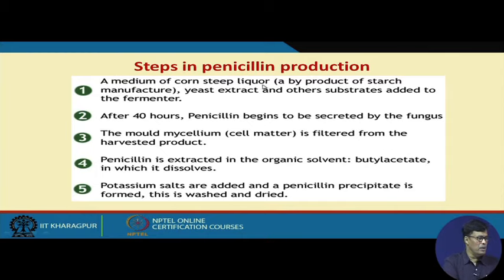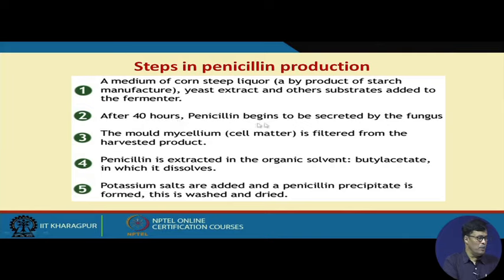A media is corn steep liquor, which is a byproduct of the starch manufacturing industry. The corn steep liquor is considered a good nitrogen source. Then we have yeast extract, which is also considered a good nitrogen source, and other substances added. I mentioned before that there are two types of media: complex media and synthetic media. Complex media means the composition of the media is not well defined. Whenever you use any kind of natural product, such as corn steep liquor, which is produced from corn, and yeast extract, which comes from yeast, if any of these substances are present in the media, we can consider the media a complex media, because the composition cannot be defined properly.